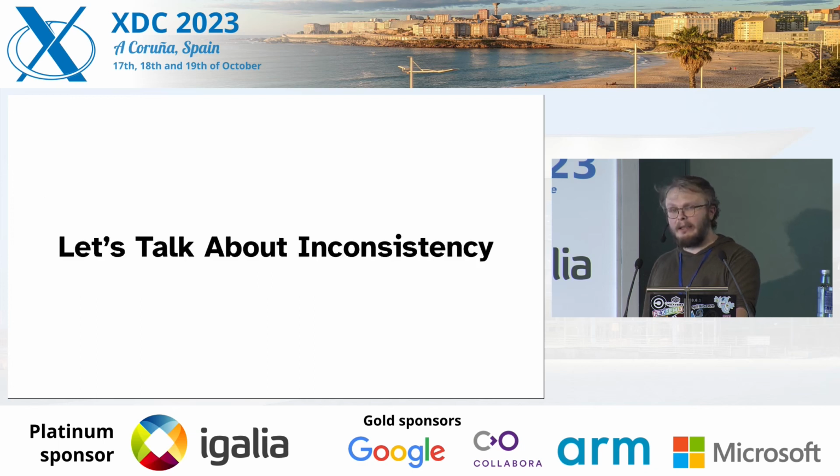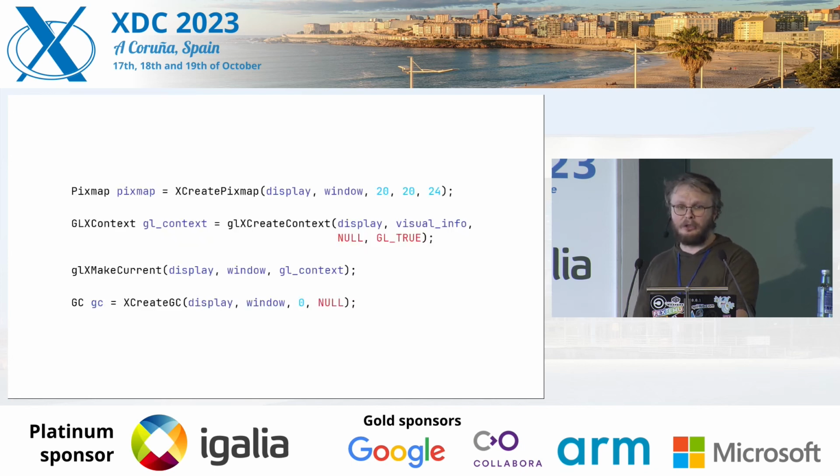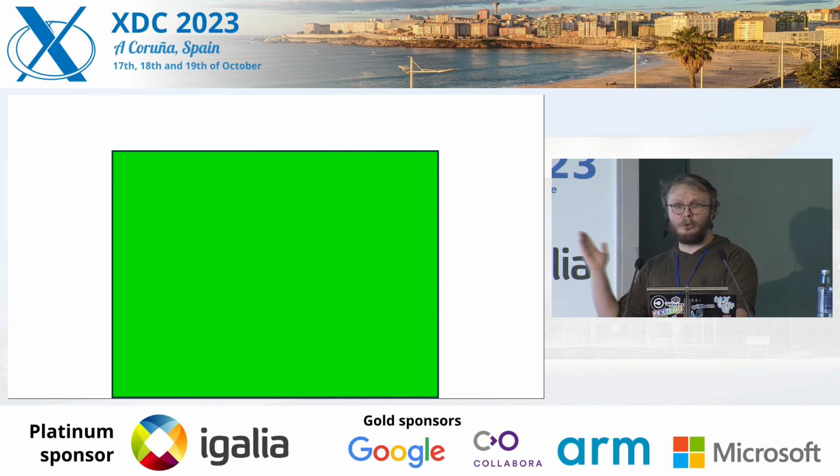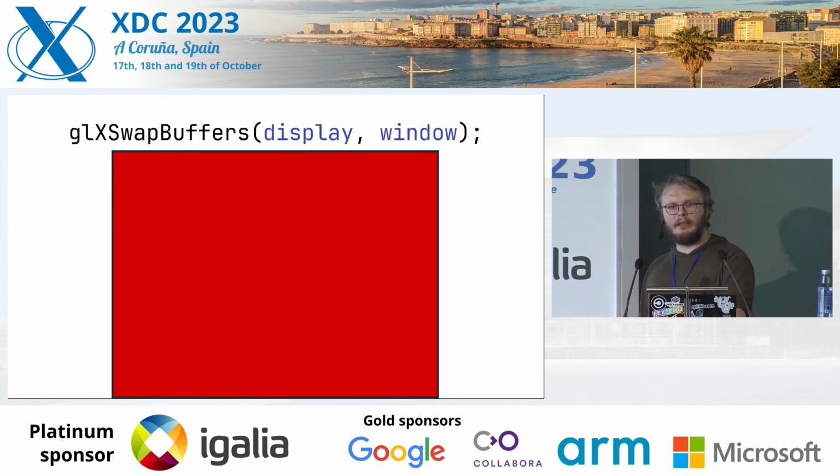So next thing, let's talk about inconsistency. So we say that XWayland fixes things for us, but it has its own quirks. So let me paint you a picture, and by a picture I mean a simple 20 by 20 pixmap, and we'll have a window, and we'll make that window green. We did the buffer flip, and everything is fine. Let's now switch color to red. Red's painted again, and let's do a buffer swap. So we switched from green to red, and we're currently red.